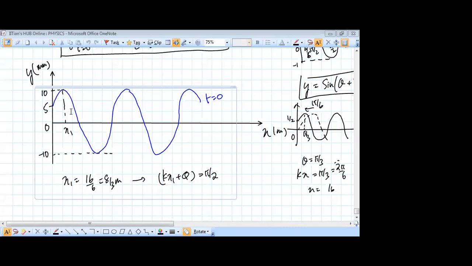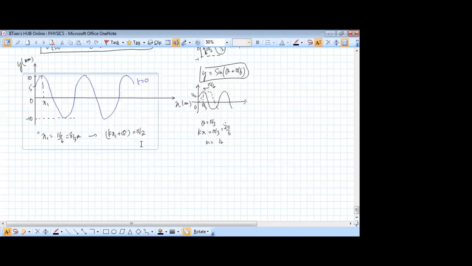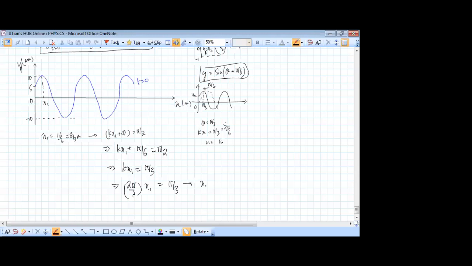So at this peak point, you can see that the value of kx plus phi should actually become pi by 2. So that is why you're getting the value of x1 as this, because kx1 plus pi by 6 should be equal to pi by 2. So your kx1 should be pi by 2 minus pi by 6, which is pi by 3. So 2 pi by lambda into x1 should be equal to pi by 3. So as you can see, x1 is lambda by 6.